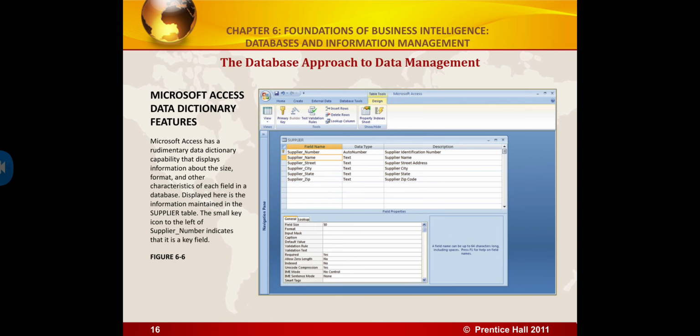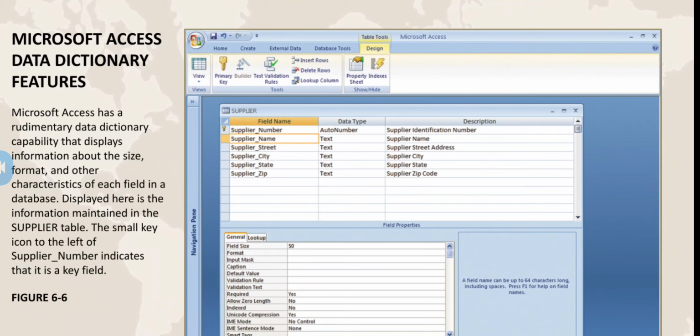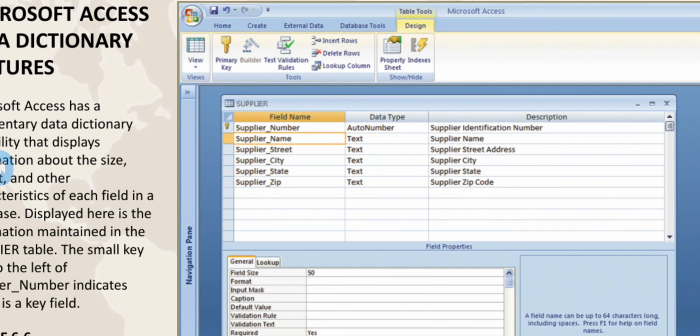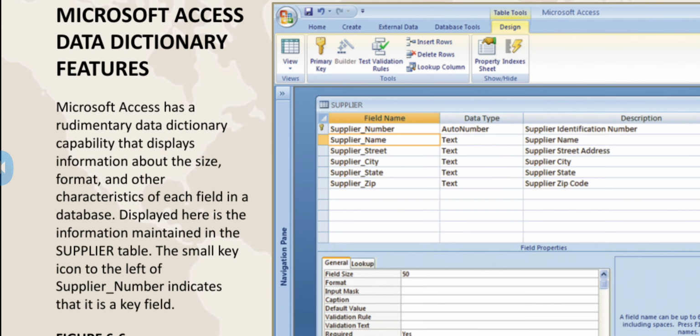So we have here a Microsoft Access data dictionary feature. It has rudimentary data dictionary capability that displays information about the size, the format, and other characteristics of each field in a database. Displayed here is the information maintained in our supplier table a while ago. So we have here our supplier number, the name, the street, city, state, and our zip code. The small key icon represents our key field, or our primary key. The primary key for our supplier table is our supplier number.